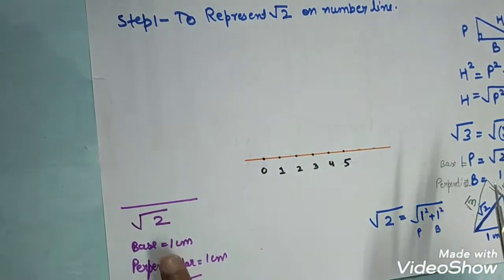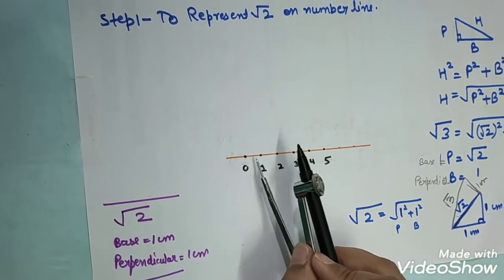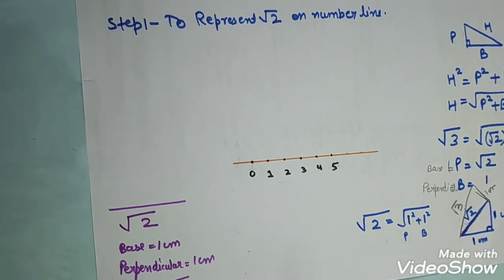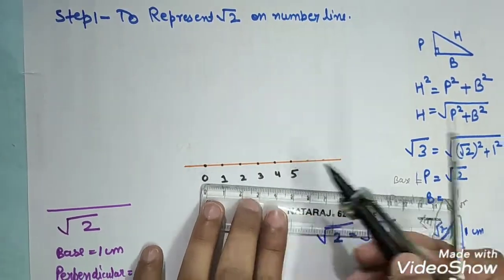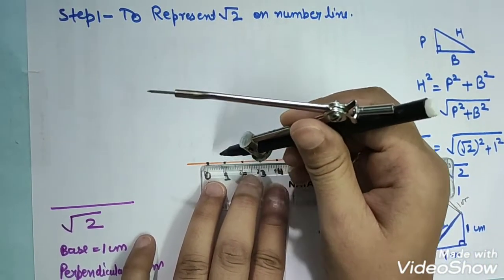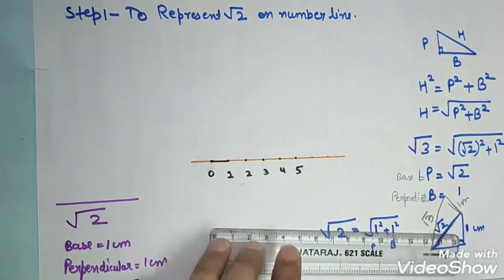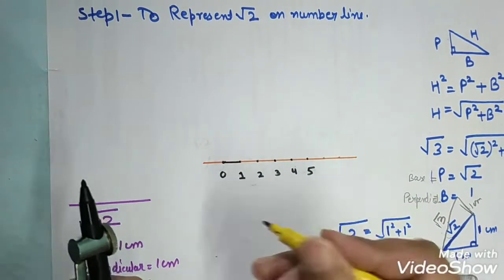So now look, base 1 centimeter, so 0 to 1 will be 1 centimeter. So look, 0 to 1 is 1 centimeter. Mark it with the black. Look, this is base prepared of 1 centimeter.